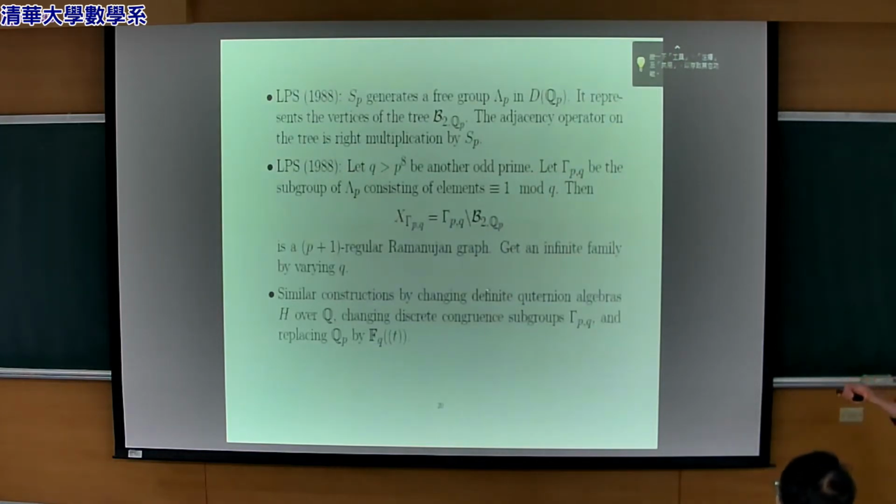So it's a similar construction. You can change your quaternion algebra. You can change this discrete congruence subgroup you mod out, or you can even change the field. Same idea. You can get lots of Ramanujan graphs. And by the way, such kinds of Ramanujan graphs are really being used by some companies.